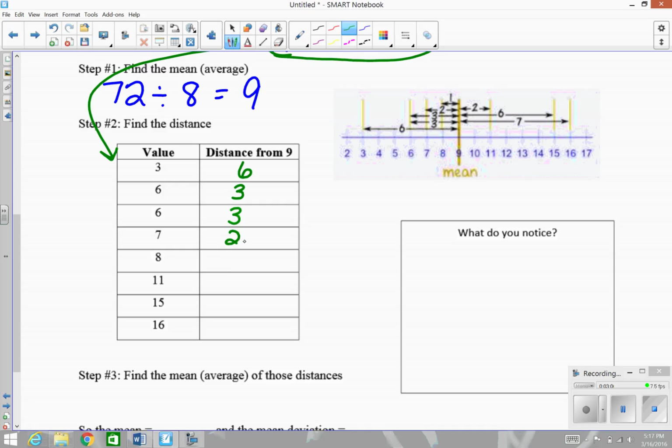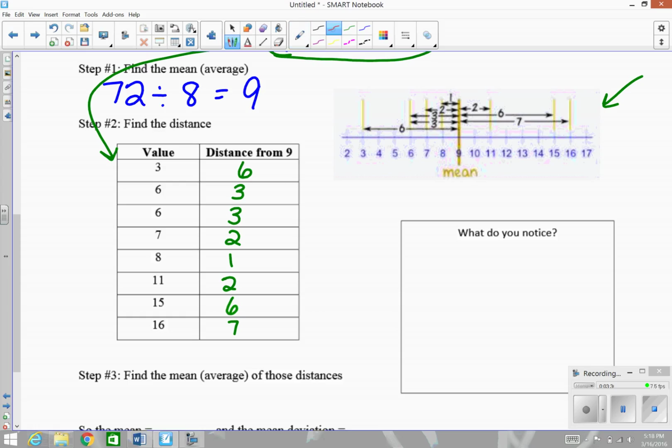7 is 2 spaces away from 9. 8 is 1 space away from 9. 11 is 2 spaces away from 9. 15 is 6 spaces away from 9. And 16 is 7 spaces away from 9. And that's what this picture here is measuring for you. If you put your average right in the middle, your mean, you can measure the spaces or the distance from that value.